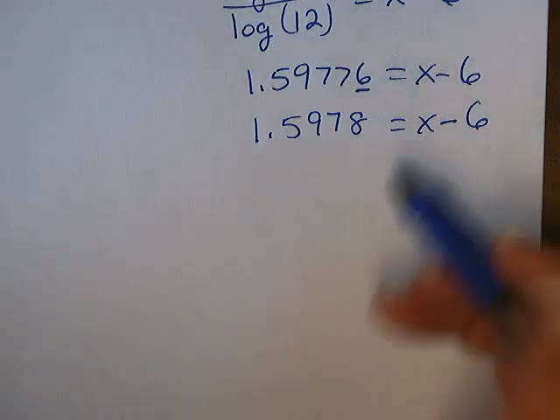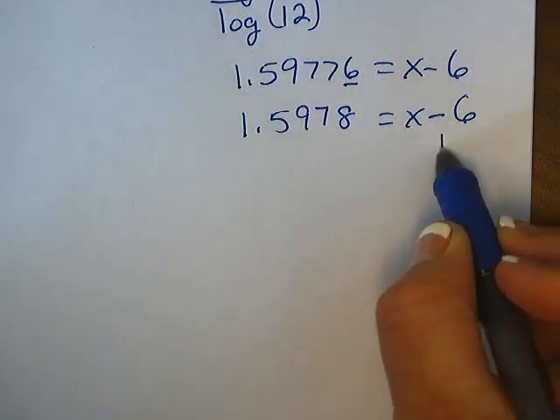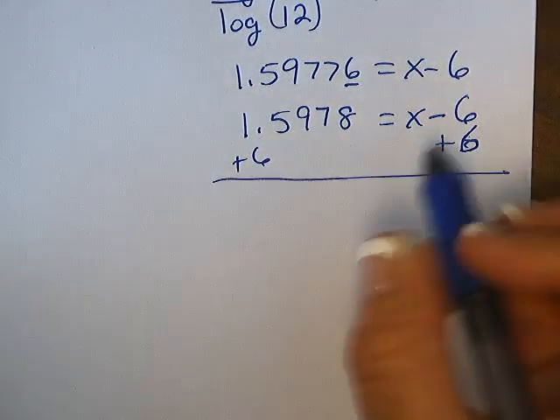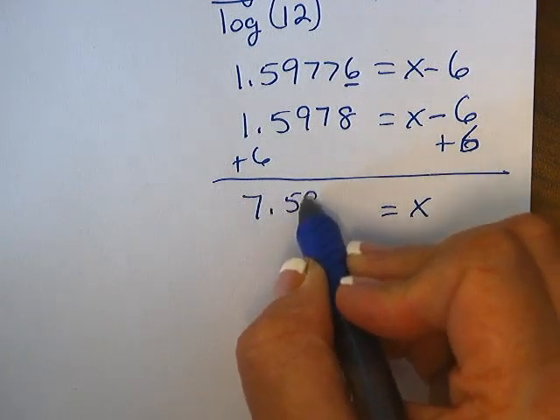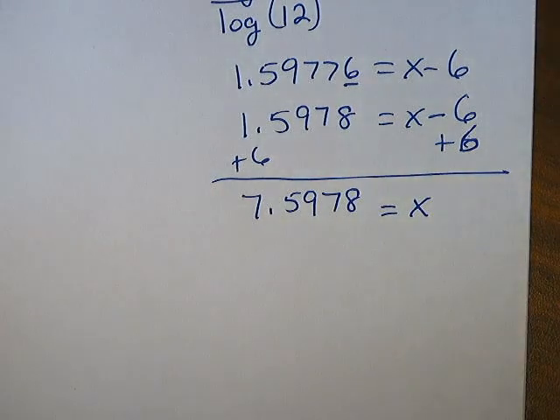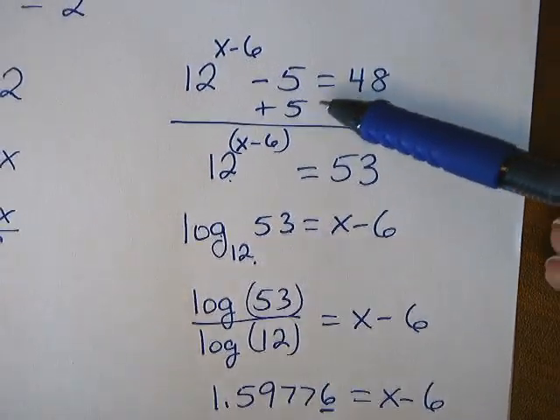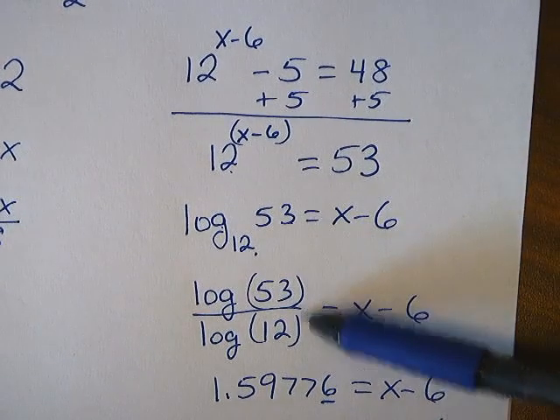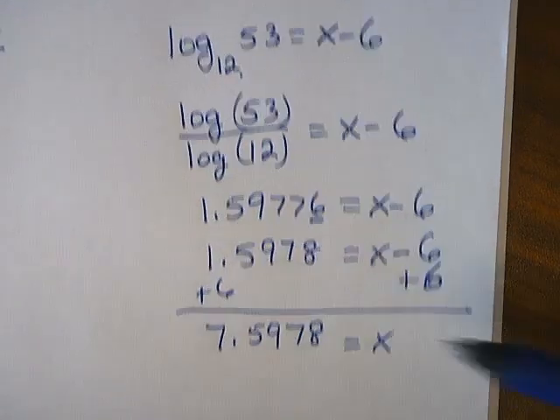Final step here is I need to know what x is. So I need to move this 6, and I move it by adding. So plus 6, I get x is equal to 7.5978. And again, on this one, we had to take our equation, add the 5, convert it to a log, do change of base, plug it in the calculator, and then add that 6 over.